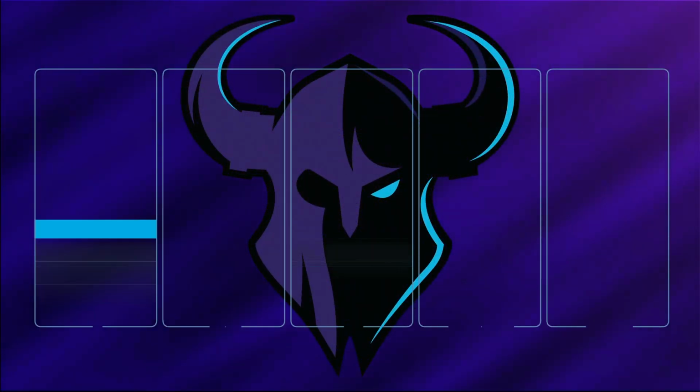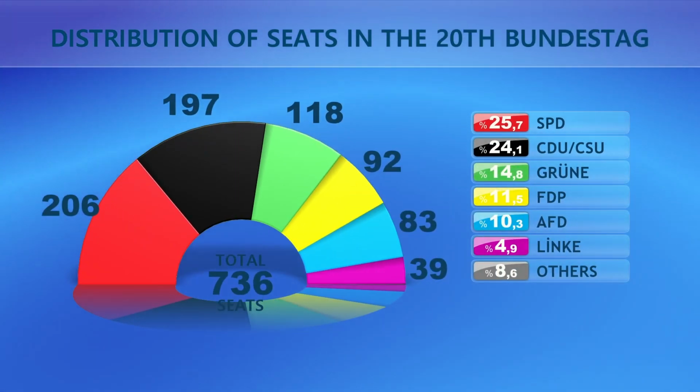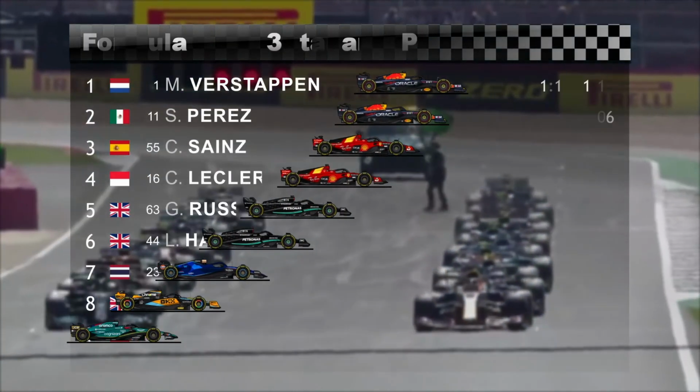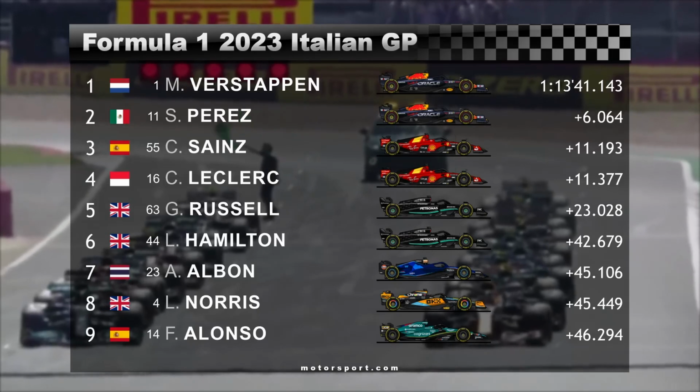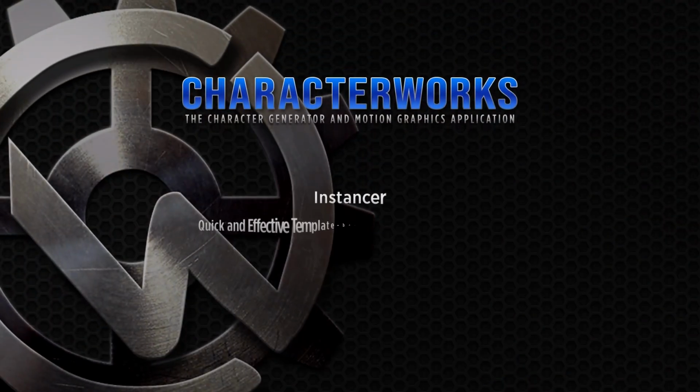Here are some real-time CharacterWorks graphics for presentation of various kinds of data, such as player statistics or vote distributions. In this tutorial video, we will examine a new CharacterWorks 2024 feature that serves as a main building block for construction of these types of graphics: the instancer.